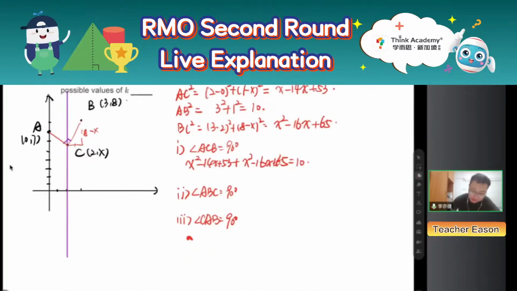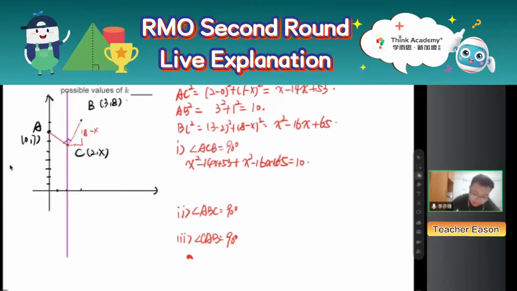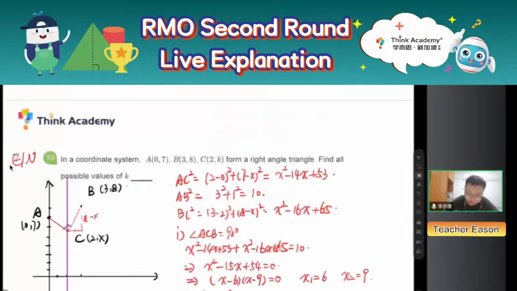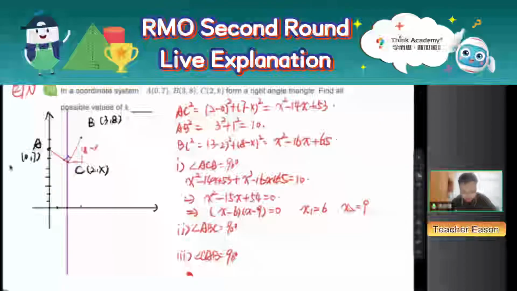Sounds weird, right? But actually you can simplify it. By simplifying, you will get x squared minus 15x plus 54 equal to 0. This can be factorized: (x minus 6)(x minus 9) equals 0. The solutions are 6 and 9. Actually it's a k, it's not an x. Generally it doesn't matter, it's the same thing.